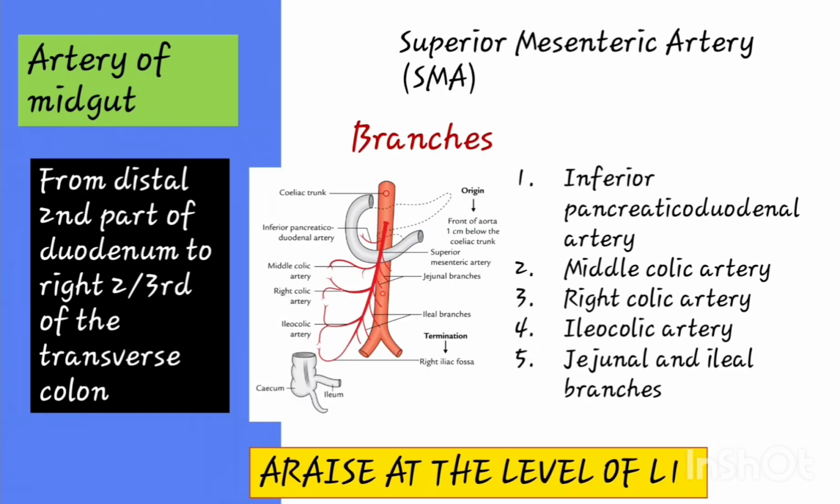Coming to the next branch, the superior mesenteric artery. This is the artery of the midgut, and the midgut extends from the second part of the duodenum to the right two-thirds of the transverse colon. All the structures in between are supplied by the superior mesenteric artery. Its branches are the inferior pancreaticoduodenal artery, middle colic artery, right colic artery, ileocolic artery, and jejunal and ileal branches.